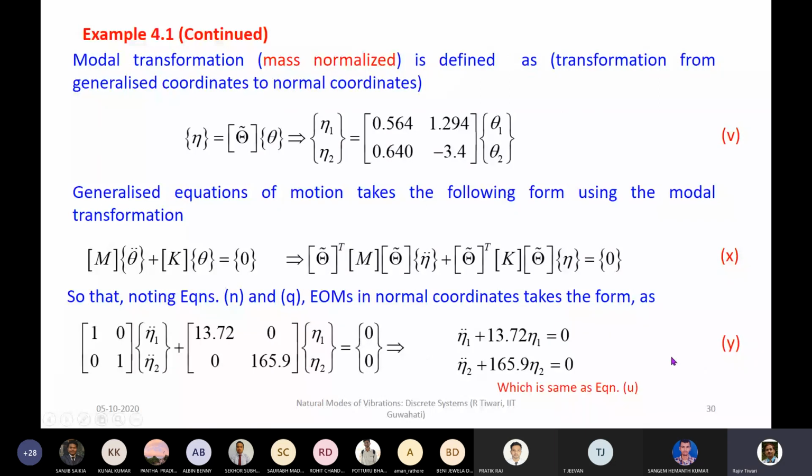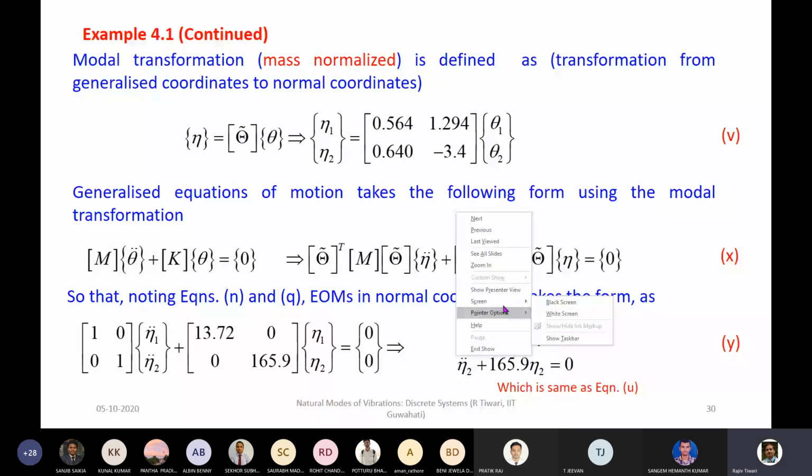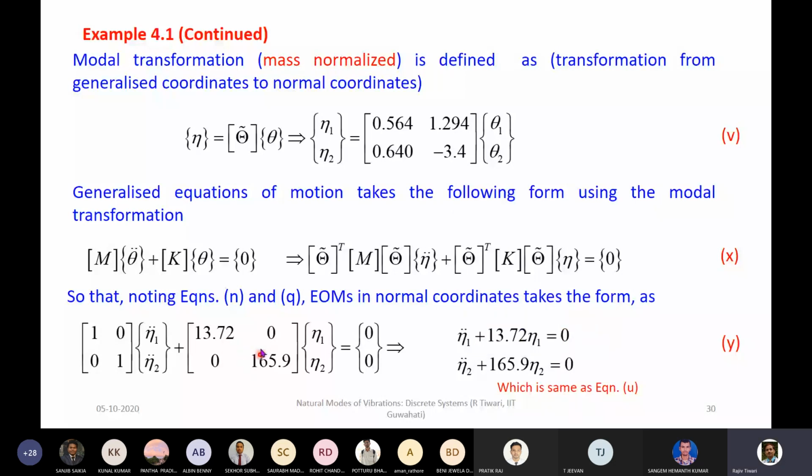If we use the directly mass normalized transformation which we obtain, this equation of motion will be much simpler because the mass matrix will become the identity matrix, and the stiffness matrix will be the square of the natural frequencies directly. So this will give us the square of natural frequencies. This is the same equation when we divide by the mass term, same thing here. Okay, so this is the equation of motion which we obtained earlier also.